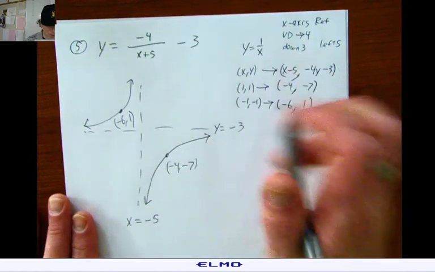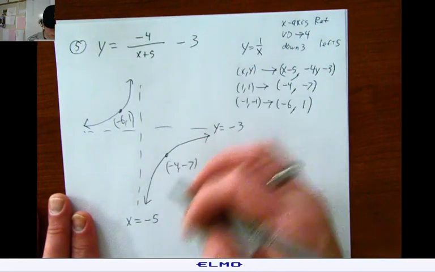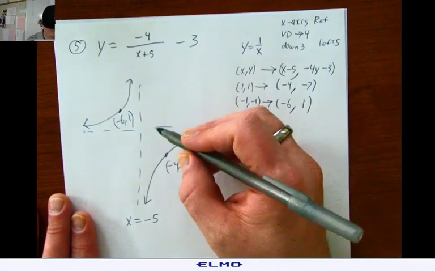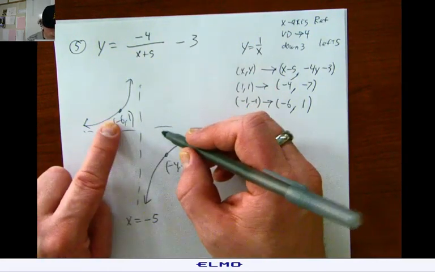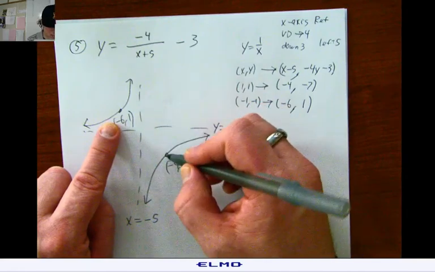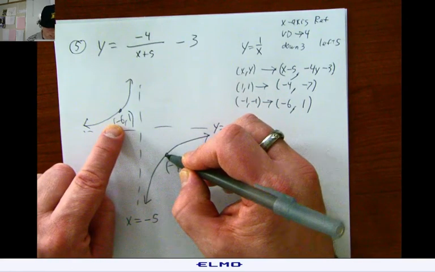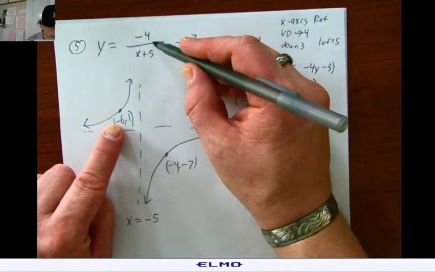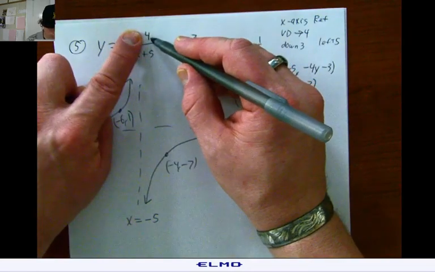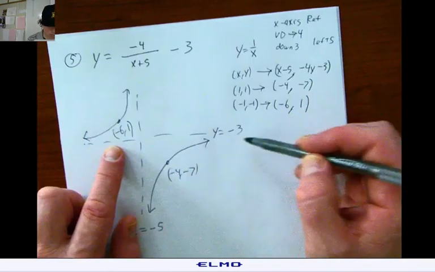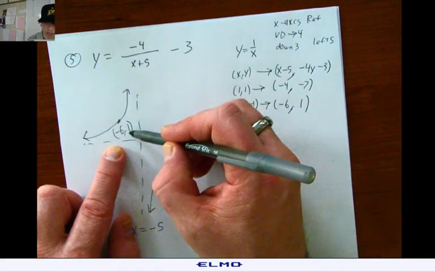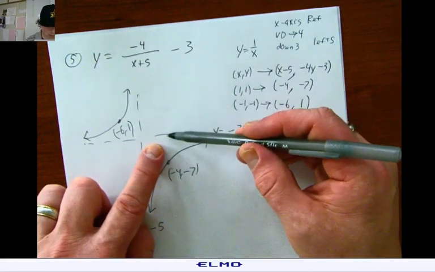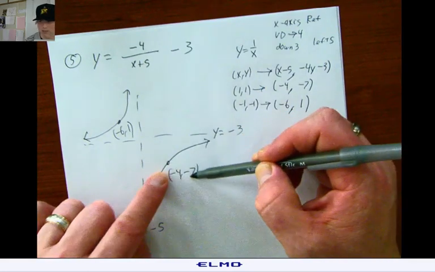So then your key points, they're going to be 1 away from the vertical asymptote on both directions. So if this is at -5, this would be at -4, this one would be at -6. And then because the vertical dilation is 4, it's 4 units away from -3. So if at -3, if you go up 4 units, you end up at +1. Or if you're at -3 and you go down 4 units, you end up at -7.